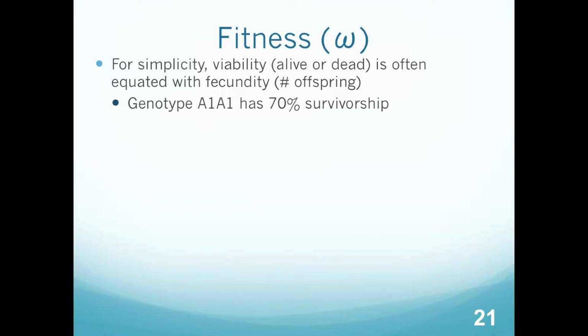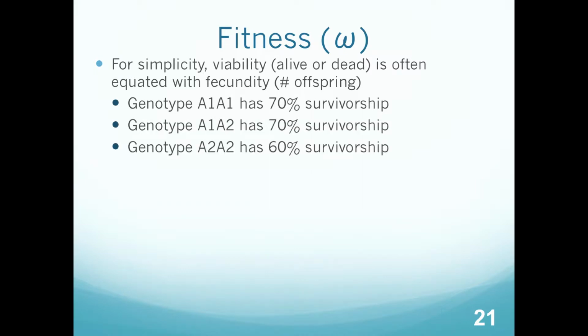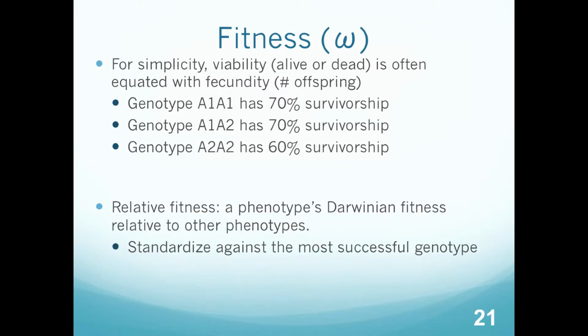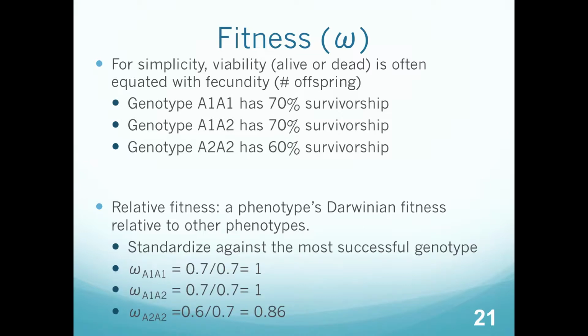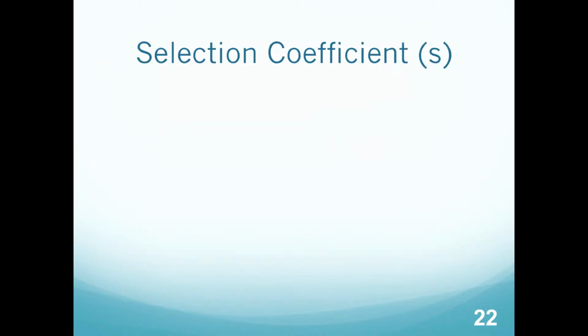We can do this for a slightly more complex situation where we have A1A1 with 70% survivorship, A1A2 with 70% survivorship, A2A2 with 60% survivorship, and in relative terms, we always standardize against the most successful genotype, in which case that is A1A1 and A1A2. We set those to 1, and we standardize the 60% survivorship against that and get a relative fitness of 0.86.